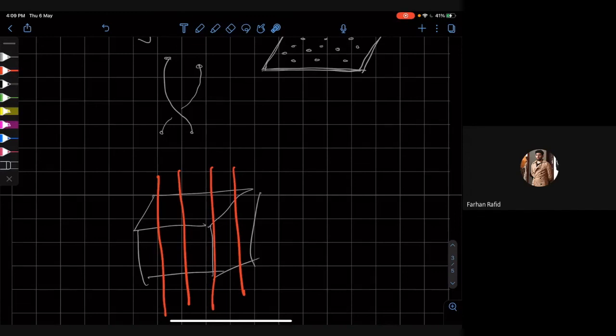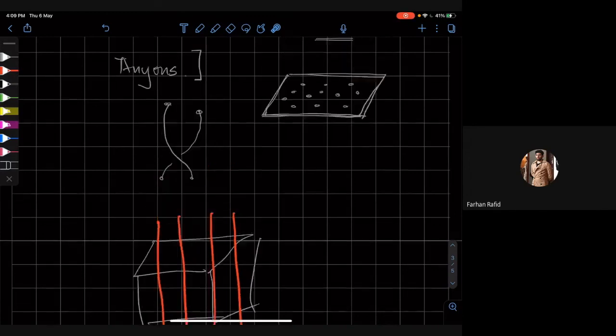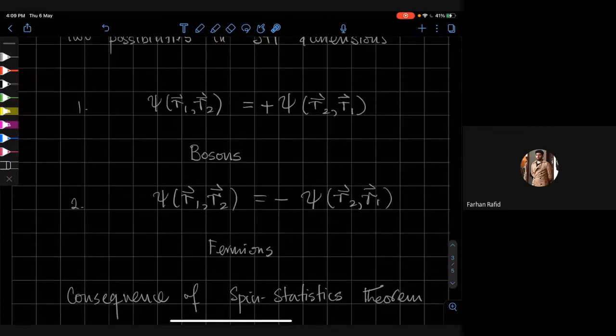Okay, so before I move on, let me just give some names to these things. So this we call the symmetric wave function. And this is antisymmetric.